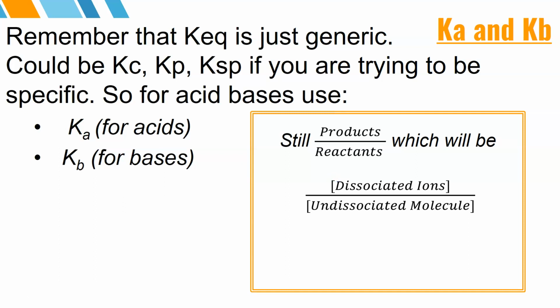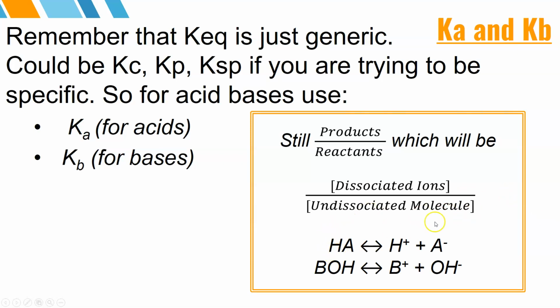This time, because it's an acid or a base, our ions will be our products and the undissociated one will be what our reactant is. Here are some generic equations we like to use to represent the acid dissociating into its ions or a base dissociating into its ions. Now, yes, I know that's kind of using the simple definition of acids and bases, but it's just supposed to be a generic equation to give us an idea.